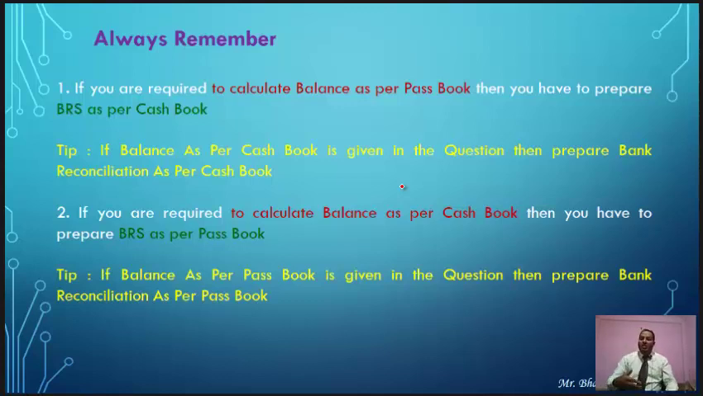Clear? So now we are going to start a question. The biggest problem for the students is that they don't read the question properly. It's just a request that please read the question properly first, completely, thoroughly, then solve it. Fine? I'm going to solve each and everything stepwise, and if there is any doubt, please put it in the comments. If there is still any doubt, then don't worry. I will make a different video for you, or I will directly call you. So we are going to solve a question on this.